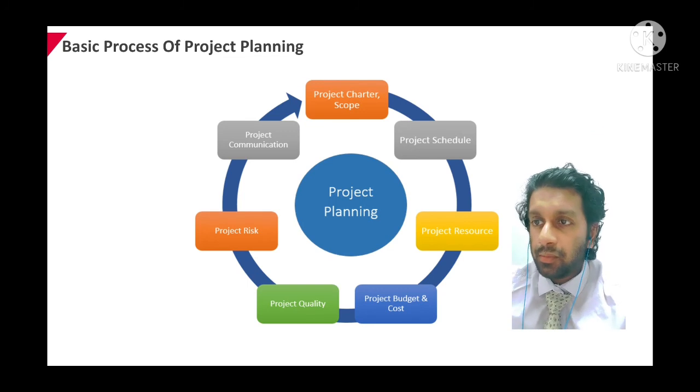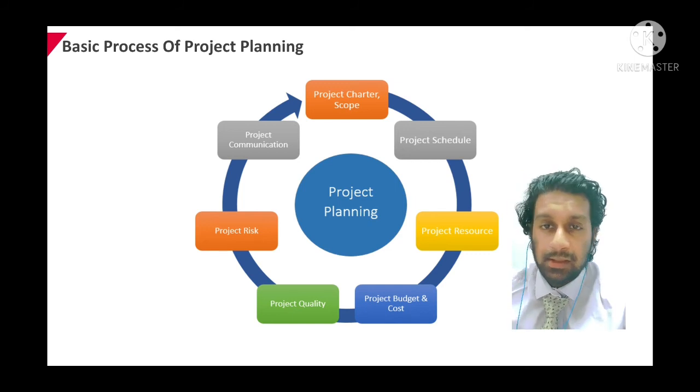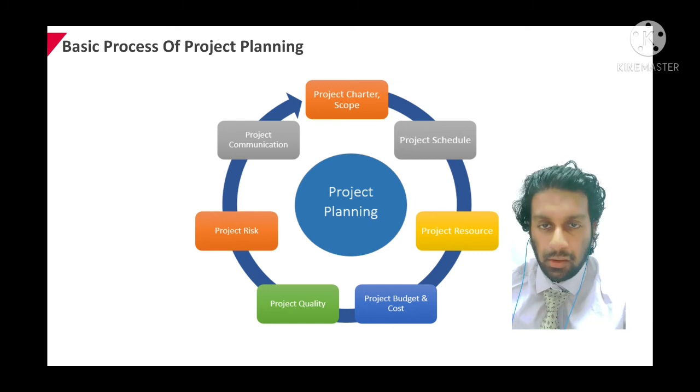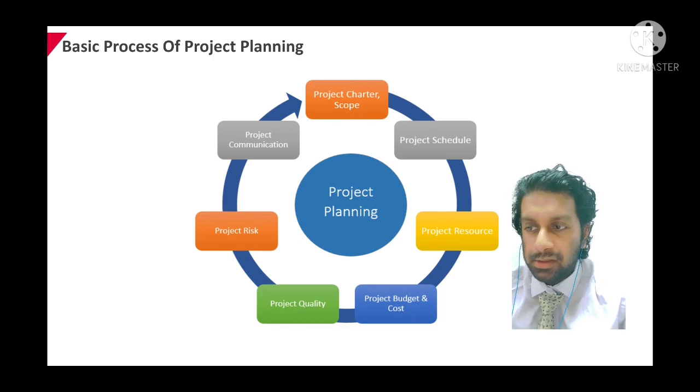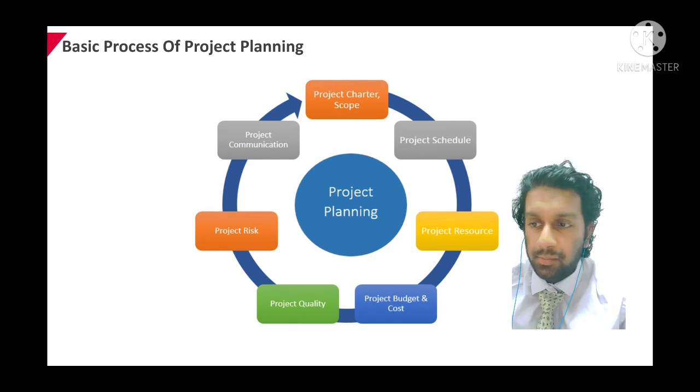The third one is called project resource. This is where indicating who will do what work at which time, and if any special skills are needed to accomplish the project task. The fourth one we have project budget and cost. This is where we'll be specifying the budgeted cost to be incurred at the completion of the project. And then we have project quality, where we'll be assessing quality criteria to be used in the project.